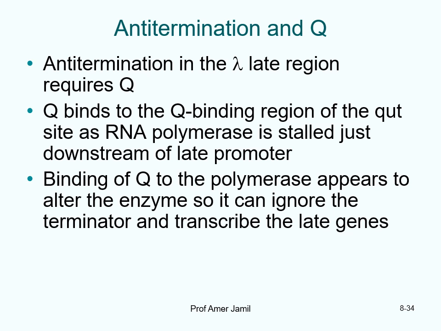Similarly, for anti-termination for Q, you might have remembered that for head and tail genes, there is a Q site present in the late region. This binds to the Q binding region in the QUT site, similar to NUT, as RNA polymerase is stalled just downstream of the late promoter. So binding of Q to the polymerase appears to alter the enzyme conformation so that it ignores the terminator and transcribes the late genes.